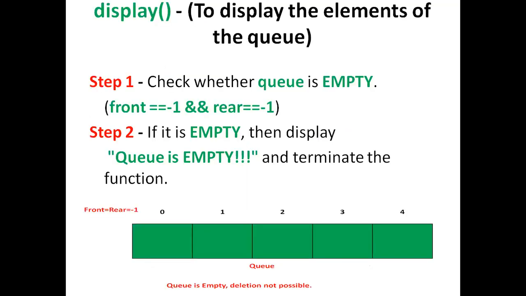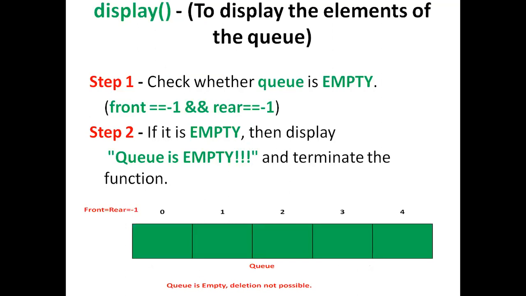Next one, display operation. So what is the display operation? It is used to display the elements from the queue. If you want to display the elements from the queue, first of all, our queue should contain some values. Then only we can display.